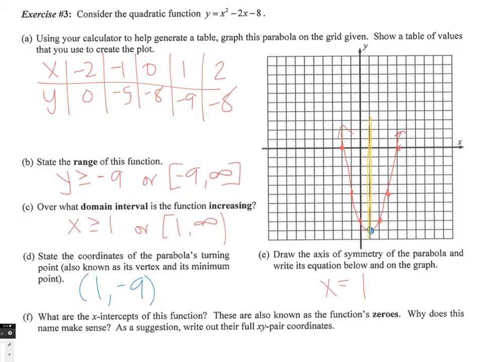And then what are the x-intercepts? Well, the x-intercepts are also called the zeros, the function zeros. It's the point where the graph crosses the x-axis. So the graph is crossing the x-axis at negative 2, 0, and again at 4, 0. This makes sense because it's when y equals 0.